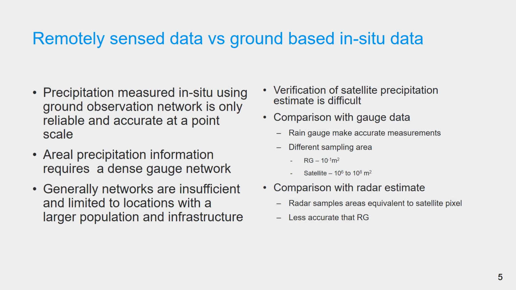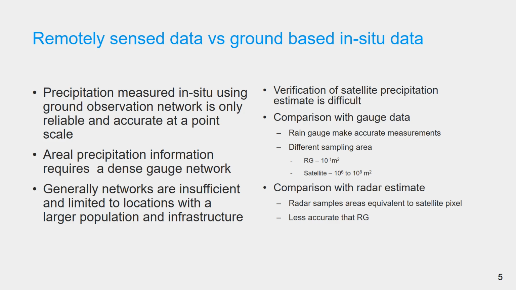Precipitation measured in situ using a ground observation network is only reliable and accurate at a point scale. Therefore, areal precipitation information requires a dense gauge network. However, generally networks are insufficient and limited to locations with large population and important infrastructure. Obtaining continuous measurements of precipitation from ground-based systems presents a challenge due to large gaps between monitoring sites.